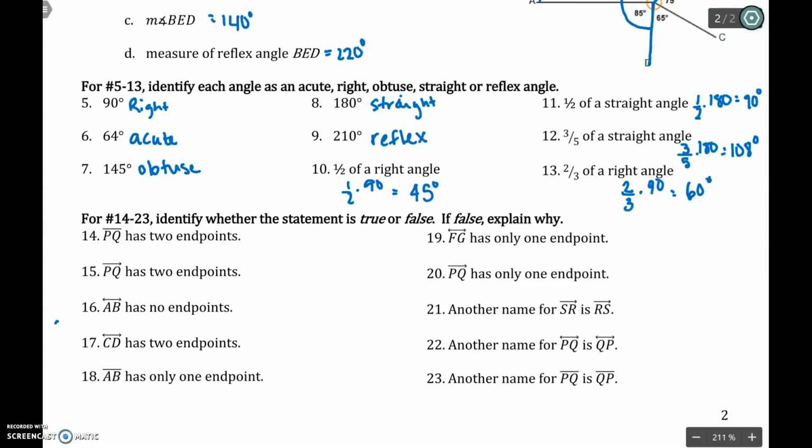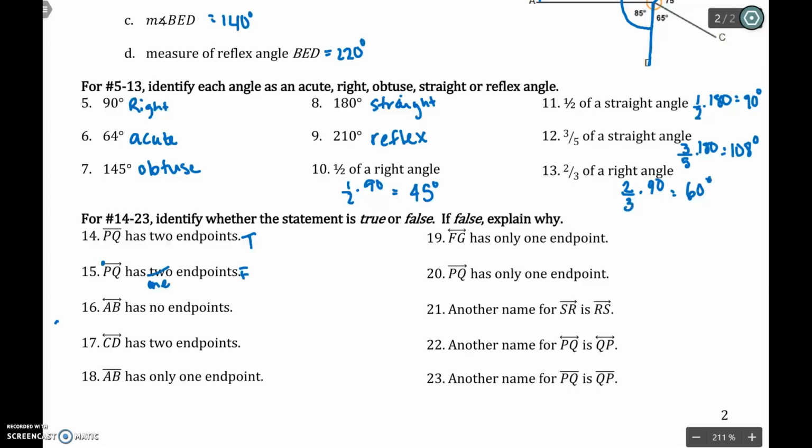And then finally we have true or false and explanations. So PQ has 2 endpoints. If you look, it has no arrows. That would make it a segment, which does have 2 endpoints, so that is true. PQ with an arrow, though, has 1 arrow. That means that it should only have 1 endpoint, which would be here, and then the other would go through and be infinite. So this is false. It should have only 1 endpoint.